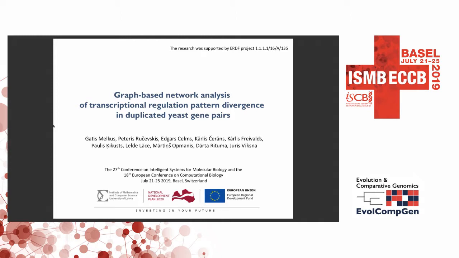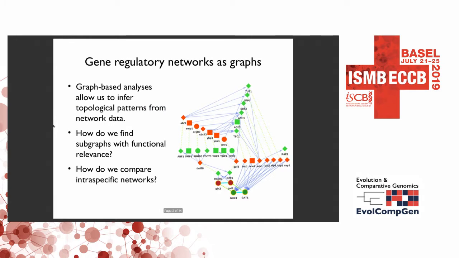Okay, hello everyone. I am Gatis Melkus, and today I present with some trepidation our group's preliminary results on graph-based network analysis of transcriptional regulation pattern divergence in duplicated yeast gene pairs. Or specifically, we are trying to see how graph-based analyses perform in detecting symmetry in transcriptional regulation. And this is work that we did with my colleagues in the Institute of Mathematics and Computer Science at the University of Latvia. And, well, first of all, a quick introduction.